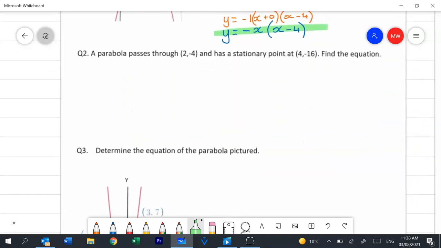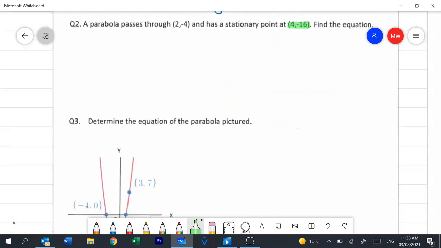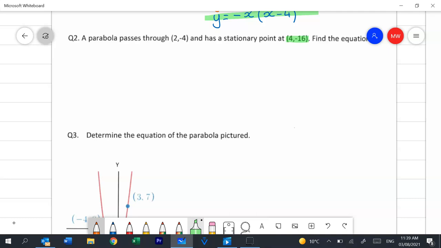Question two is a parabola that passes through this random point 2 and negative 4 and has a stationary point at 4 and negative 6. Now, a stationary point is also another name for the turning point. So in this question, we can't use the form we did above. This time we're going to need to use the turning point form. Again, we've written that as y equals a(x minus h) squared plus k. Again, the letters h and k might change, like w and t above, but they mean the same thing. They are the x and the y coordinates of the turning point.